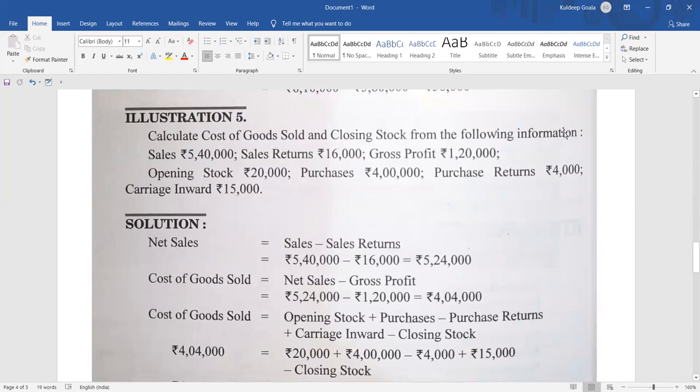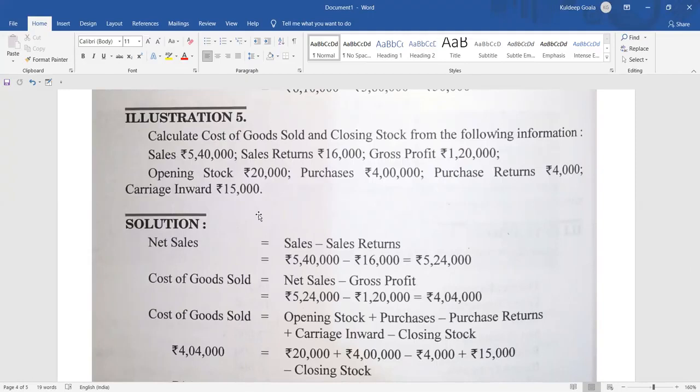From the following information, we have to calculate cost of goods sold and the closing stock. Sales were 5,40,000. Sales return was 16,000. Gross profit was 1,20,000. Then comes opening stock. Opening stock was 20,000. Purchases were 4 lakh. Purchase return was 4,000 and carriage inward was 15,000 rupees. Okay, we have to calculate cost of goods sold and closing stock.